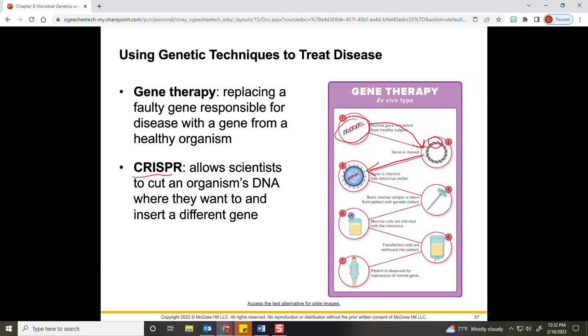CRISPR is another option. I don't believe any clinical trials have been using that yet. I could be wrong, but it is pretty neat. It's a very interesting methodology that allows scientists to cut an organism's DNA where they want to and insert a different gene. CRISPR is a complex that derives from bacteria, and it has a lot of potential in curing disease, but it's still in its developmental phase in clinical research.